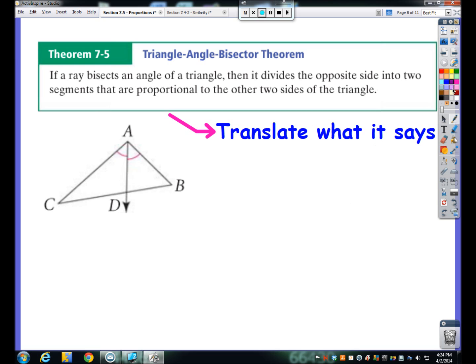Now, the last thing we will talk about, I'm not going to show you why this works proof-wise, because it's very in-depth and not really obvious why it works. So I'm just going to skip the proof part of this. But it's called the Triangle Angle-Bisector Theorem.